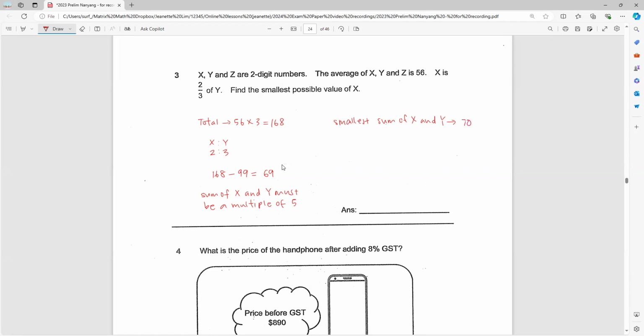So to find X, we will take 70. So 5 units is 70. So 1 unit, 70 divided by 5, which is 14. Then 2 units, which is X, will be 28. So this is the smallest possible value.